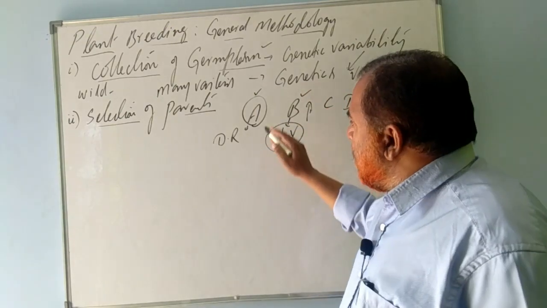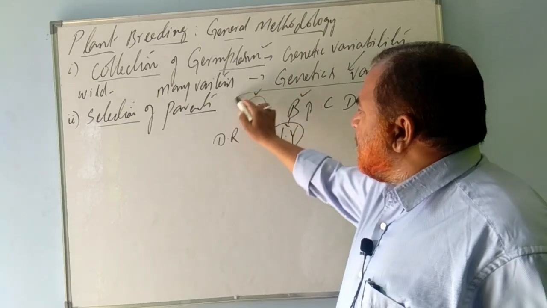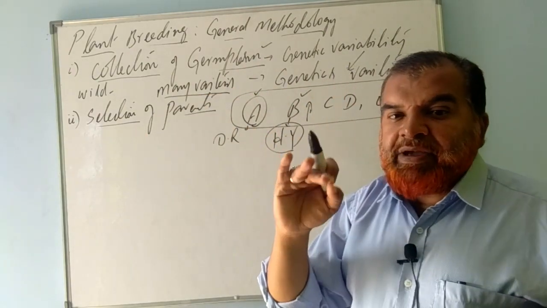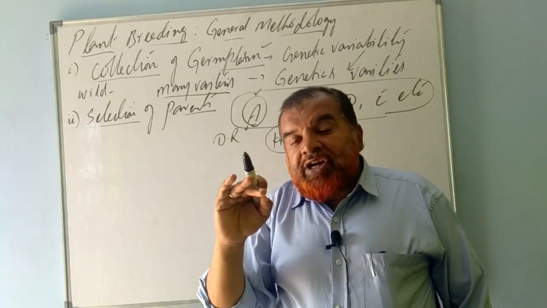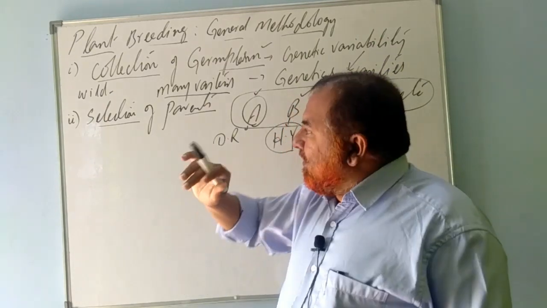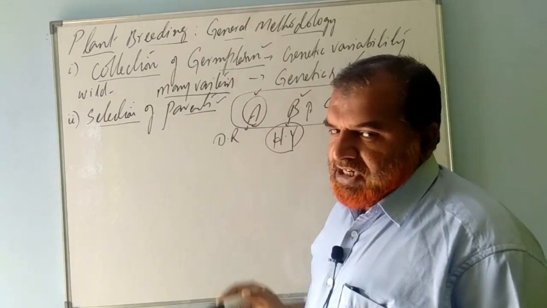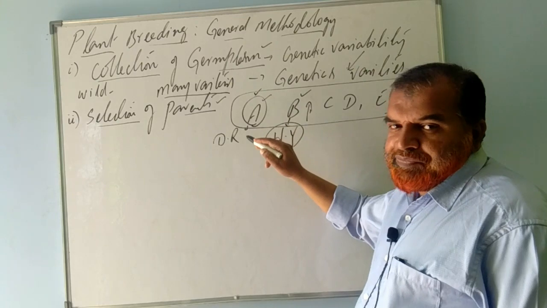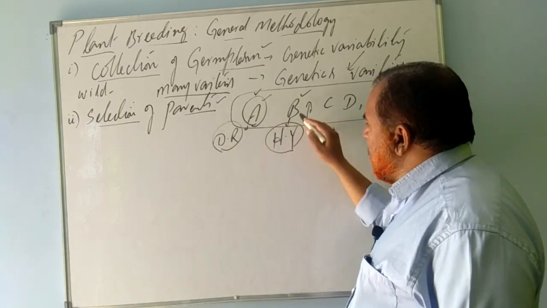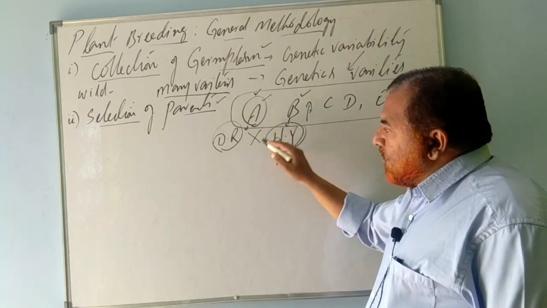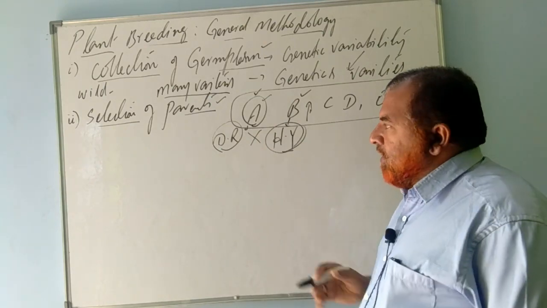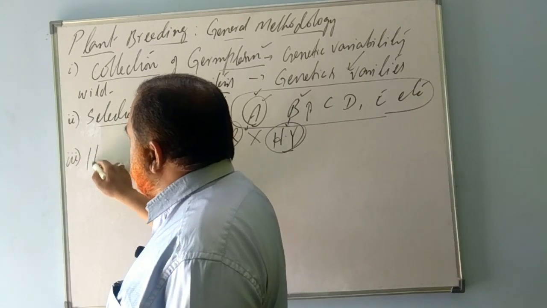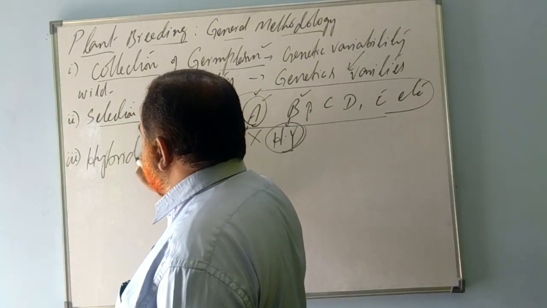Now what we have to do? Among all these varieties we have collected in the germplasm, two different parents which are different in their characters should be selected. That's why we call this selection of parents. Now, for example, we have selected one which is disease resistant, the other high yielding. Now, a cross has to be done with this. Cross has to be done among all these. Right? Cross has to be done. The third procedure is hybridization. What is it known as?